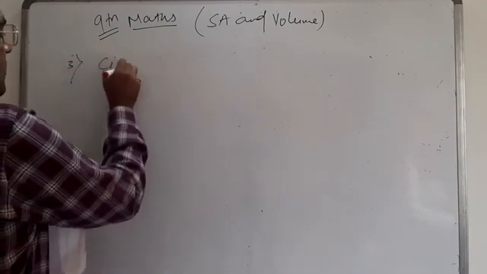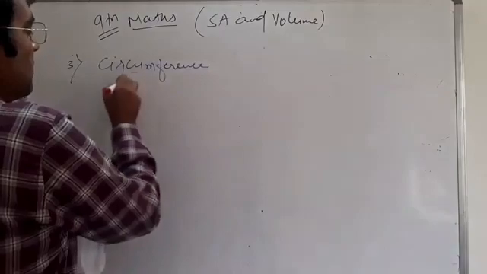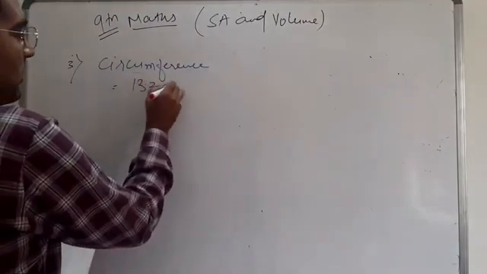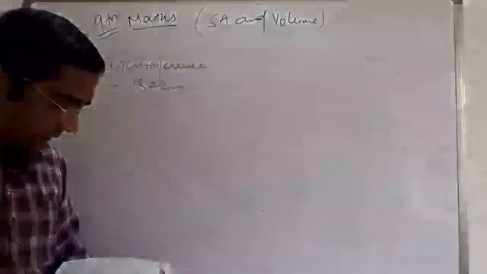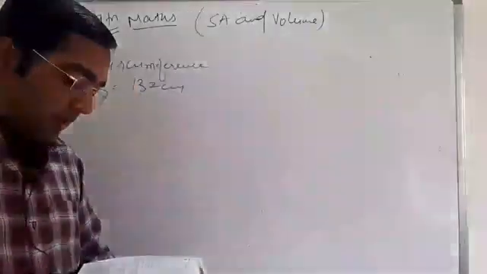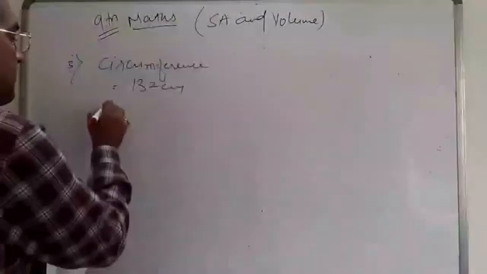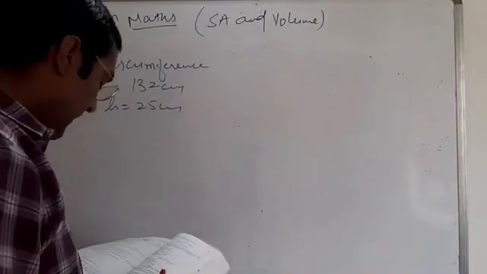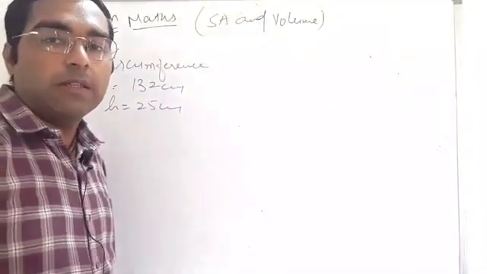So the circumference is 132 centimeter. Okay, and its height is 25 centimeter, the height of the cylinder is 25 centimeter. Find the volume of the cylinder.